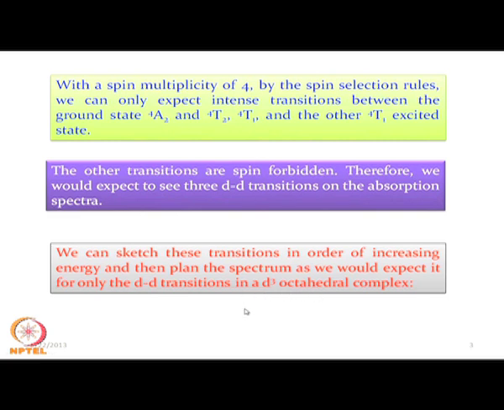So, in order of increasing levels, we take the ground state, then the first excited level, then the second excited level and the third excited level. That will tell us immediately where the corresponding nu 1 band position, the nu 2 band position and the nu 3 band position will be.